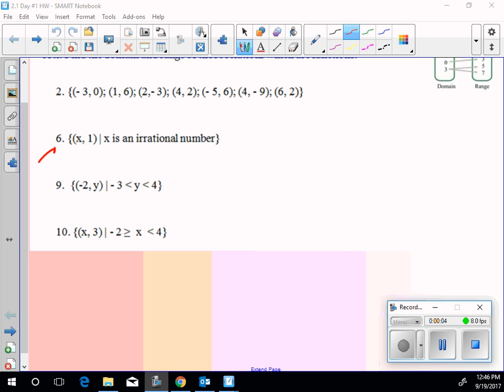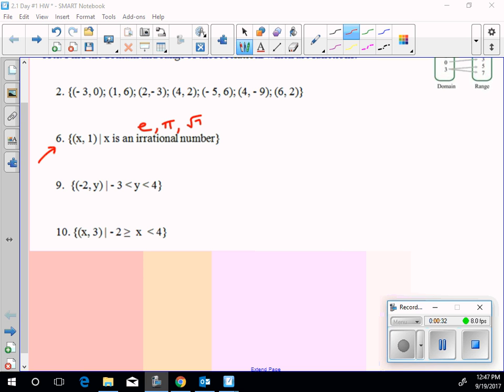All right, number 6. I'm not a huge fan of this problem because we didn't cover a whole lot with it, but irrational numbers are numbers like e or pi or the square root of 7. They're numbers that cannot be written as a rational number. So it can't be written as a fraction of two whole numbers.